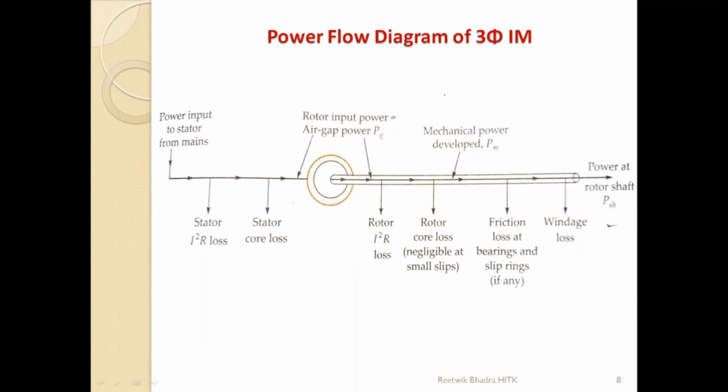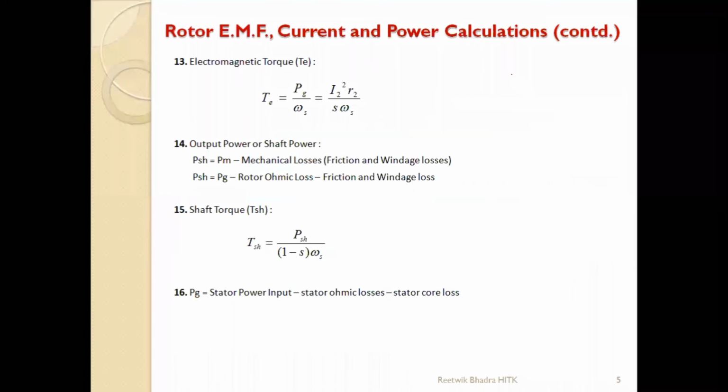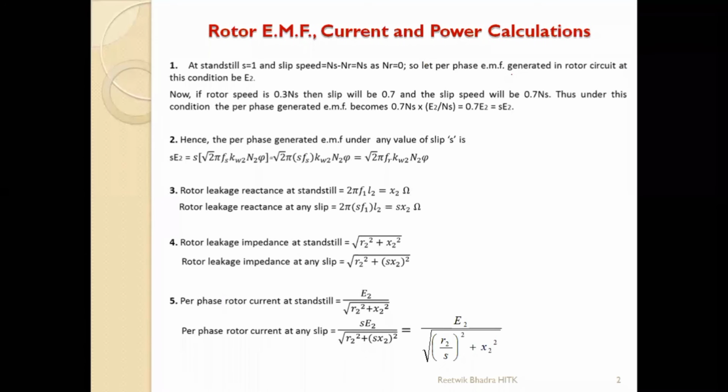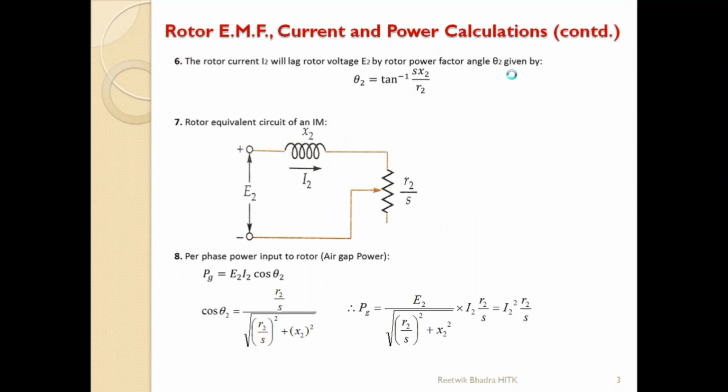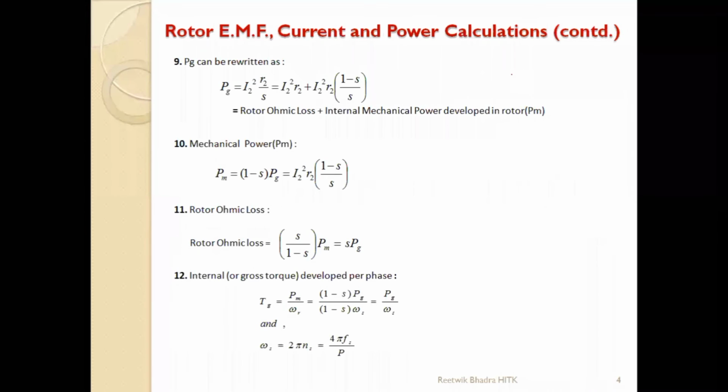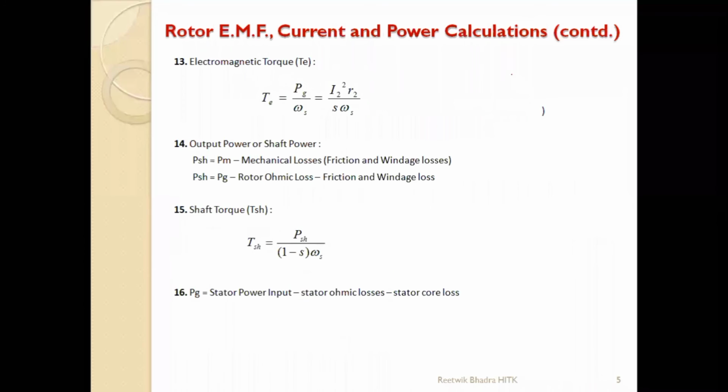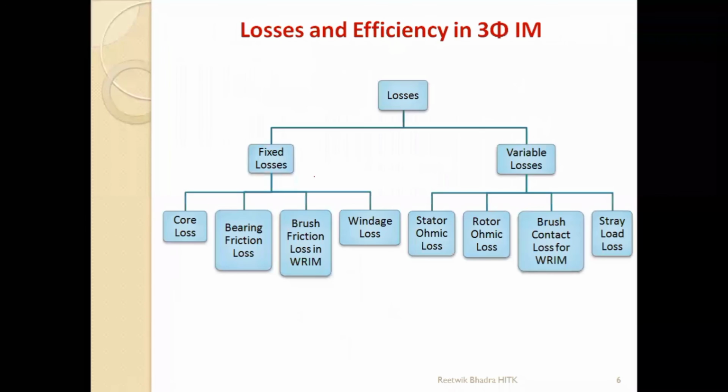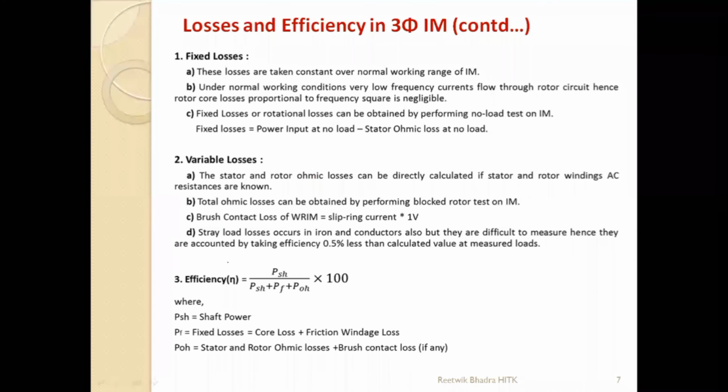This is very important, okay? And the formulas are very important. This formula is very important, what I have written down. How PG, PM, PS are related, how these torques are calculated, the shaft torque, electromagnetic torque or internal or gross torque, how these output powers are calculated according to the formulas given, and last, how the efficiency is calculated.